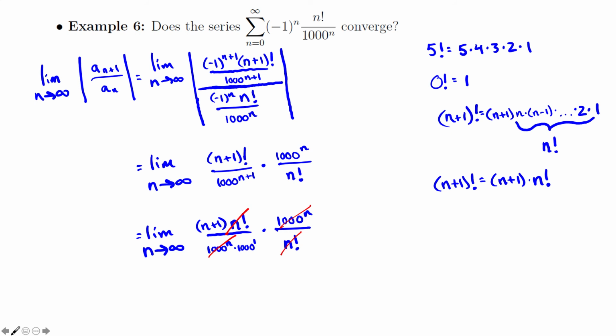All right, so I am left here after all that simplification with the limit as n goes to infinity of n plus 1 over 1,000. And if you let n go to infinity, then of course this goes to infinity, and so the limit does not exist.